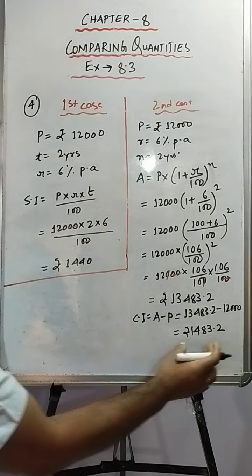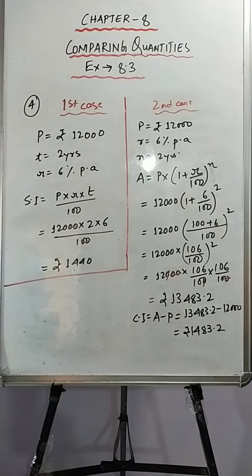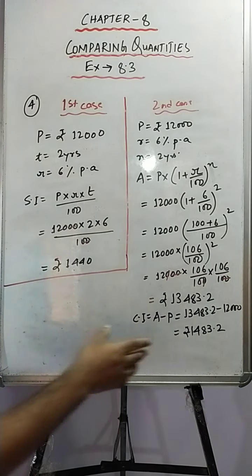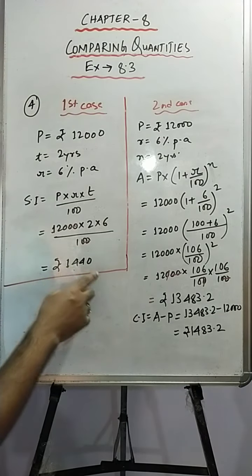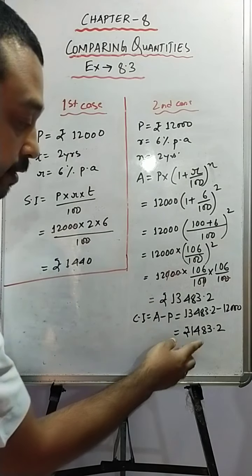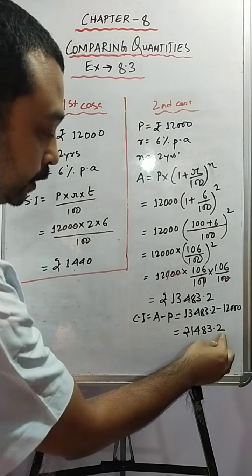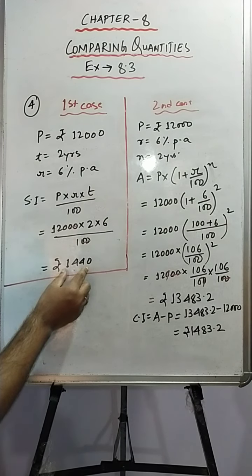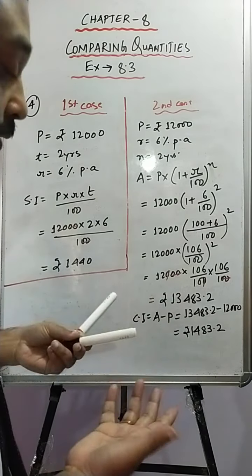So this is the compound interest that I have to pay to Jamshed. Fine. So is it greater than the simple interest or smaller? Obviously greater. Fine, that is, 1483.2 is greater than 1440. So then what is the extra amount that I have to pay for it?